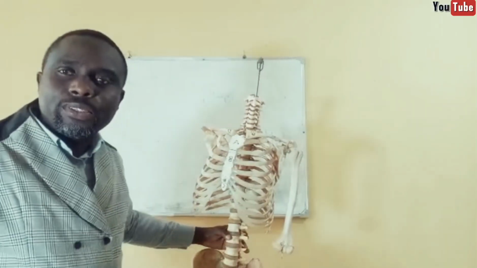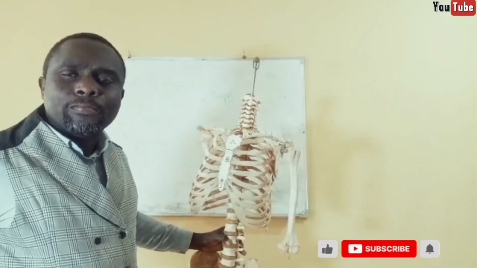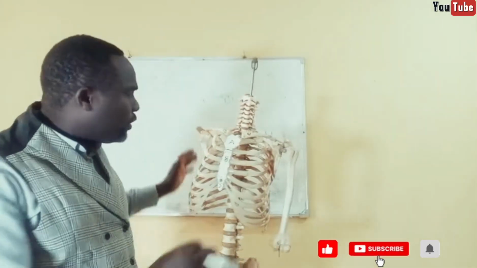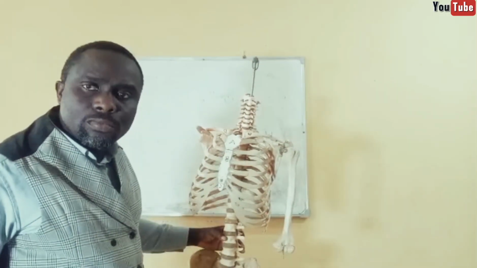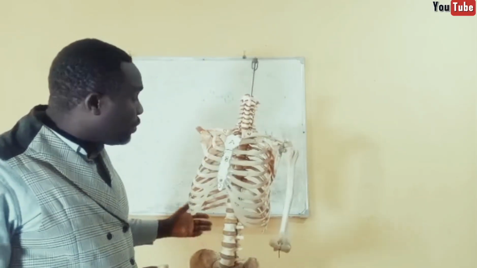Today we'll be talking about the anatomy of the thoracic region. We'll focus on the thoracic cage, but we'll start quickly by letting us know what the thoracic cage is.